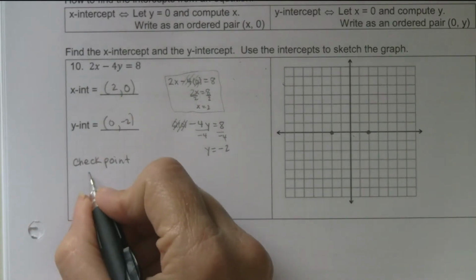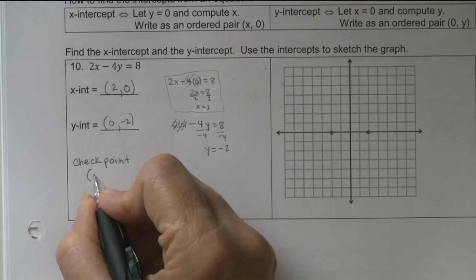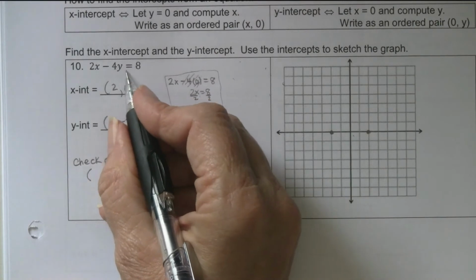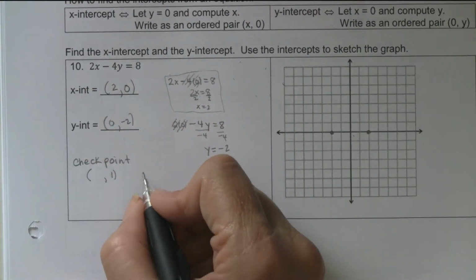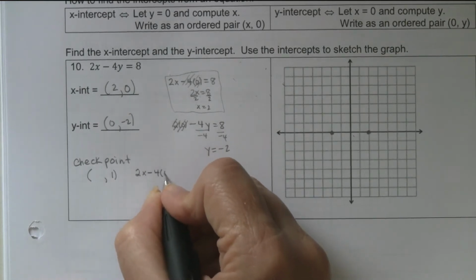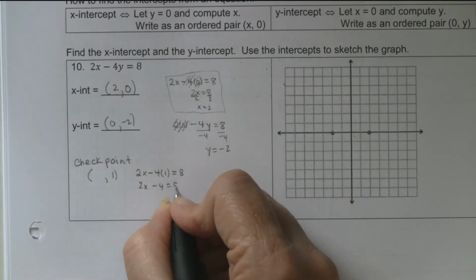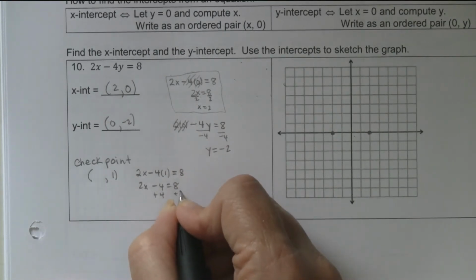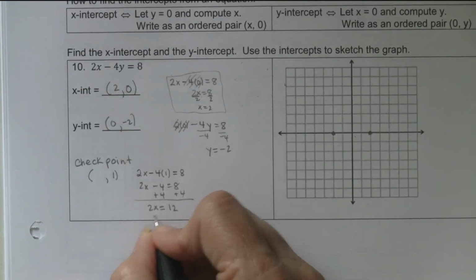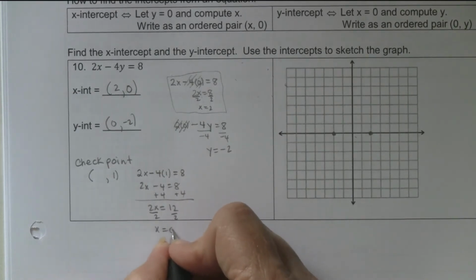And so I'm going to pick, and you could choose whatever you wanted. I'm thinking about picking y is 1, just because I'm looking at it and I'm thinking that that might make a good number. So 2x minus 4 times 1 is 8. 2x minus 4 equals 8. Add 4. 2x equals 12. And so that is a good number. That's 6. X is 6.